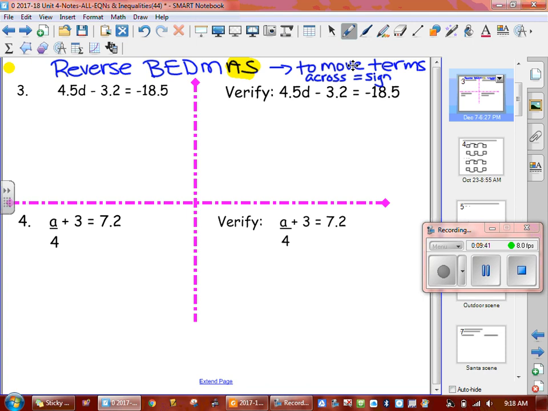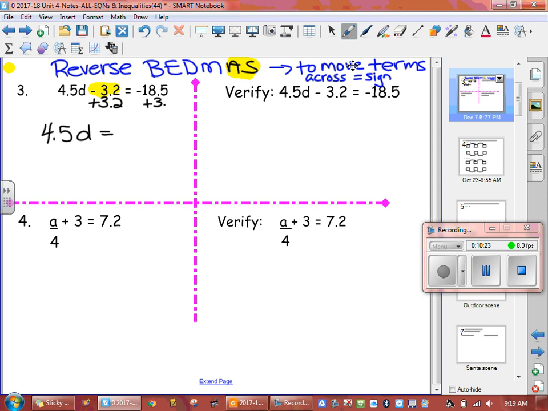So if we take a look, we've got a subtract sign. That means the number right after it has to move first. So I've got to move that 3.2 first. Okay? So we're going to take the 3.2 and we're going to add 3.2. Who can tell me why we're going to add 3.2? That's exactly right. Opposite of subtracting. Okay, am I done? Can I just go 4.5 d equals negative 18.5? What did I forget? Exactly. We have to do it to the other side as well.